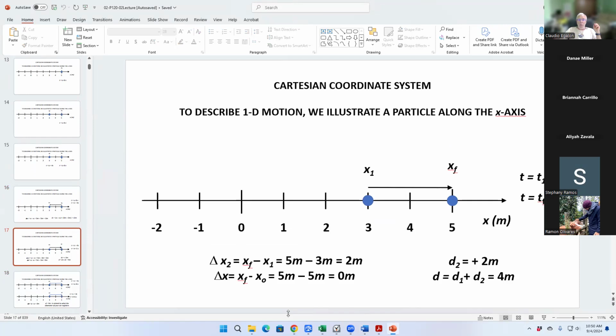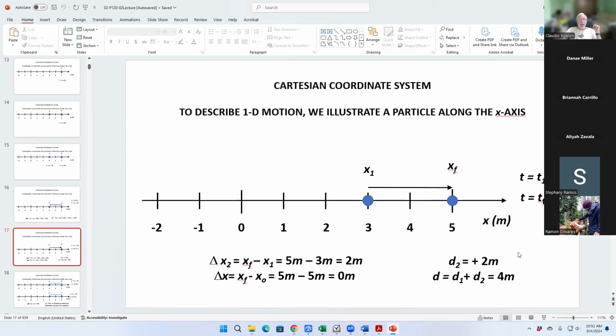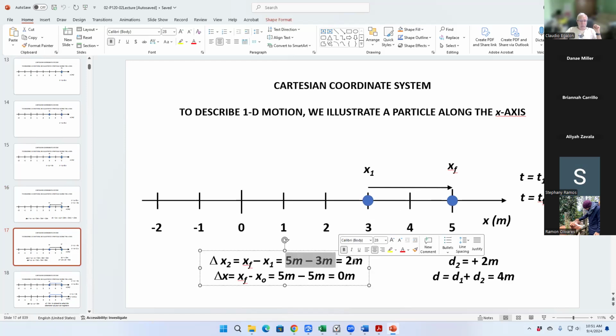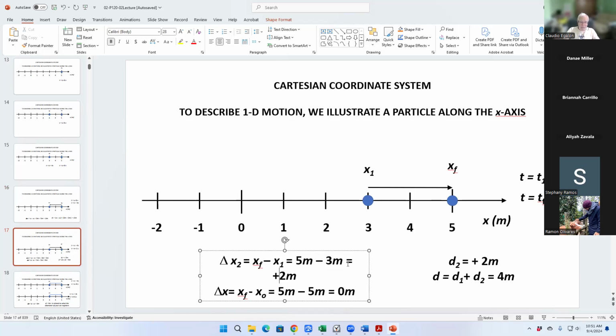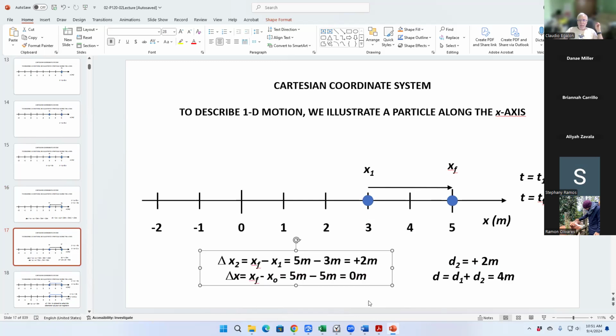Here is another example of displacement. Suppose that the particle now decides to go back to its original position. Okay, here we have the delta x1, right? Delta x1 that was minus 2 meters. And here the particle decides to go to its initial position. From 3 to 5, the displacement of the particle is going to be plus 2 meters. Let me emphasize that. Plus 2 meters. And the distance traveled is also going to be 2 meters.